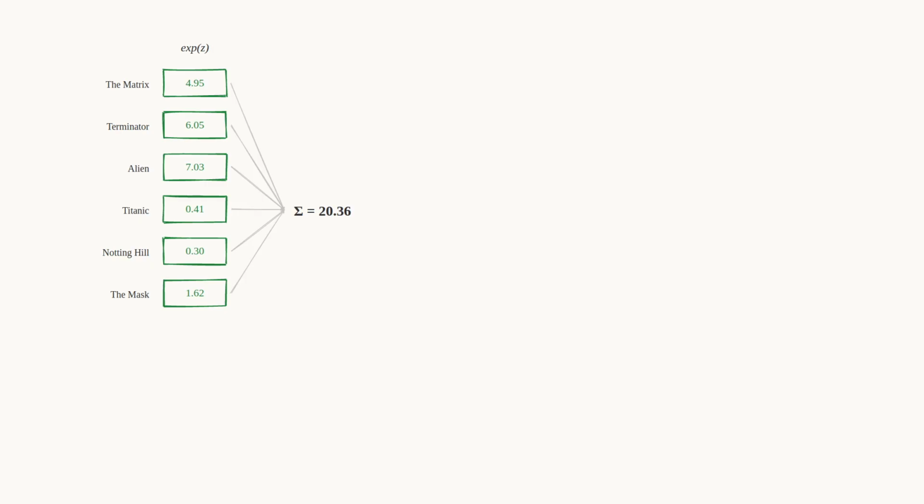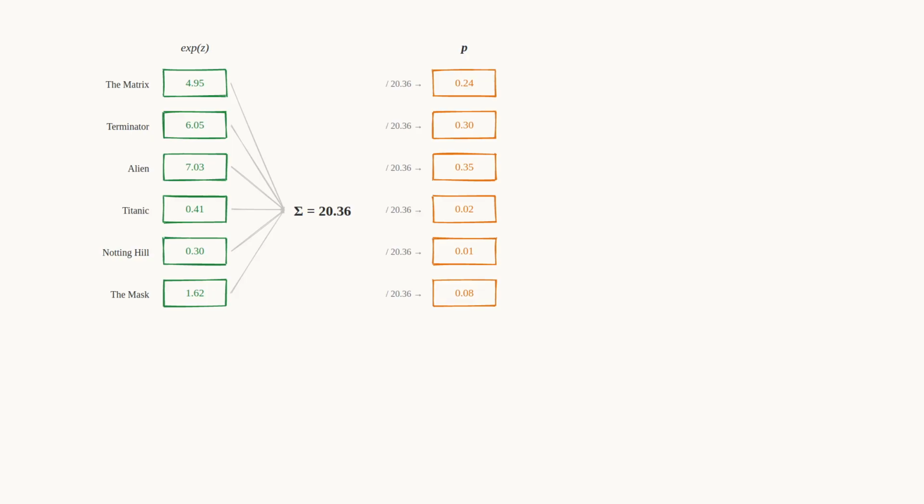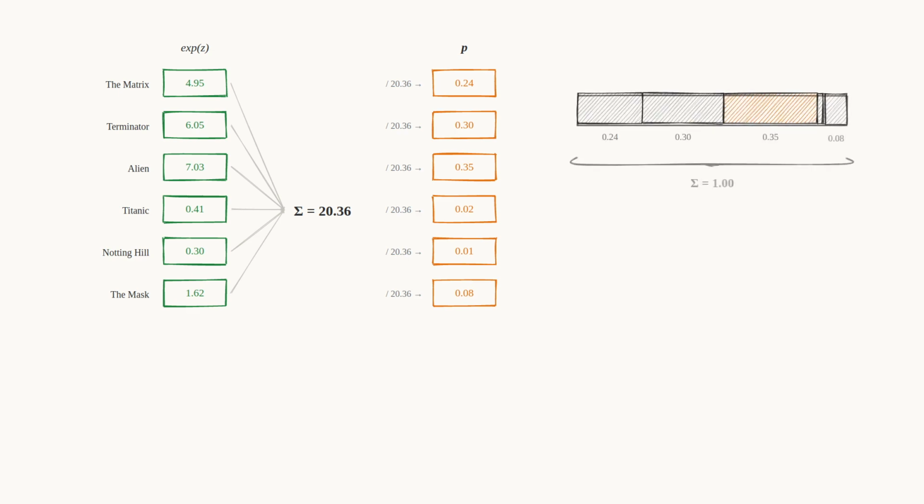The Matrix, 0.24, Terminator, 0.30, Alien, 0.35, Titanic, 0.02, Notting Hill, 0.01, The Mask, 0.08. And they sum to 1 automatically. The numerators are exactly the terms of the denominator. Read it out loud. The model gives Alien 35 chances out of 100, and the romances 1 or 2 apiece.